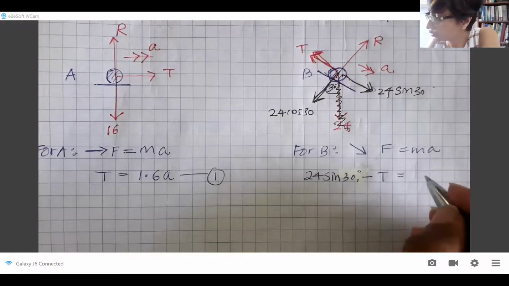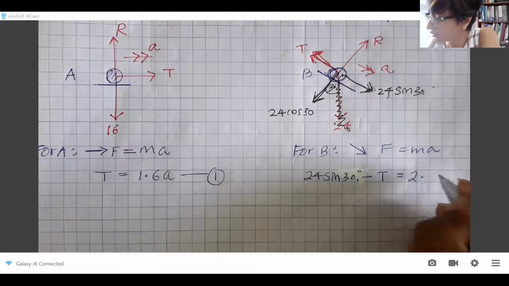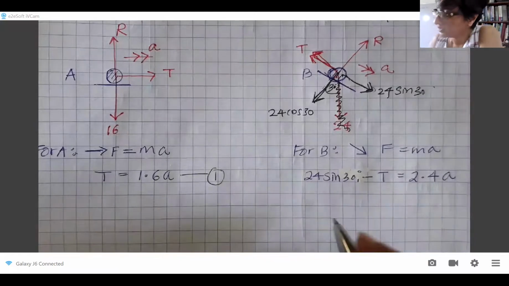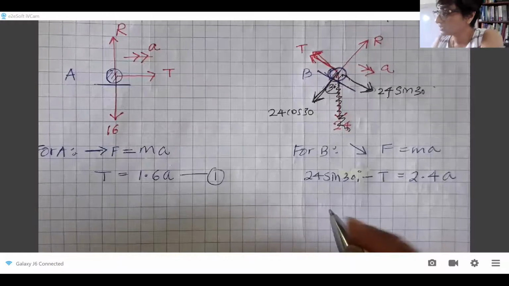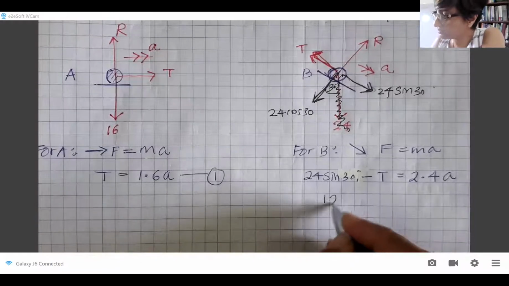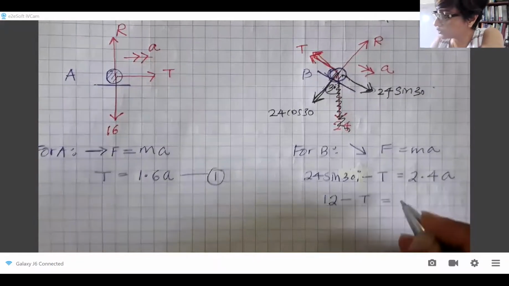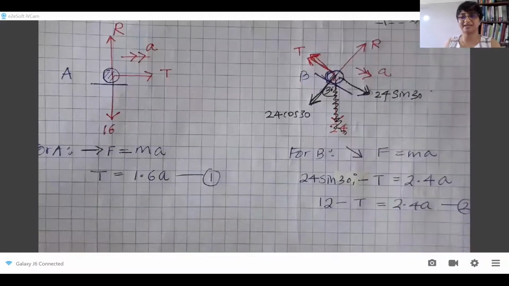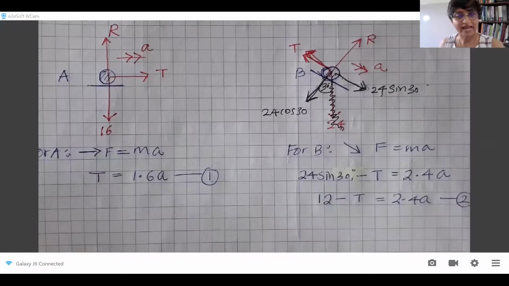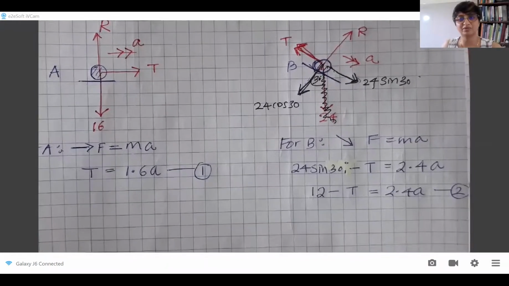That is 2.4a. Let me simplify, sine 30 is half. So that's 12 minus T equals 2.4a. Can you solve 1 and 2 and compute the acceleration and the tension and tell me what the answers are?